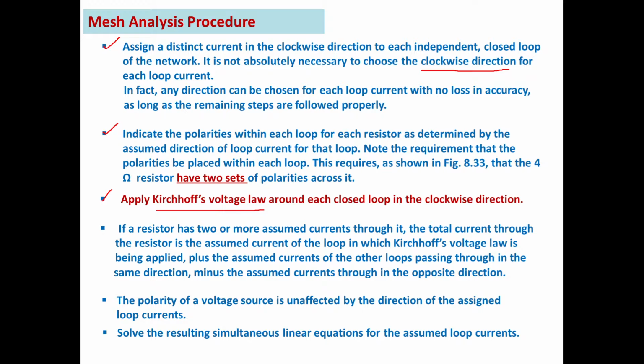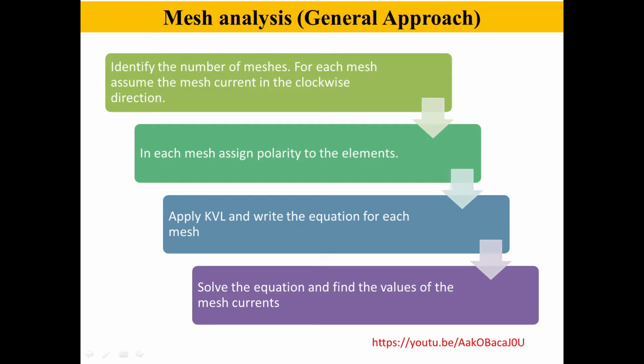After we solve the equations, we have to find out the current in each branch. Now I will explain this using an example. So these are the four steps. The first step is to identify the number of meshes. For each mesh, we will assume the current is in the clockwise direction. So this is our step 1.